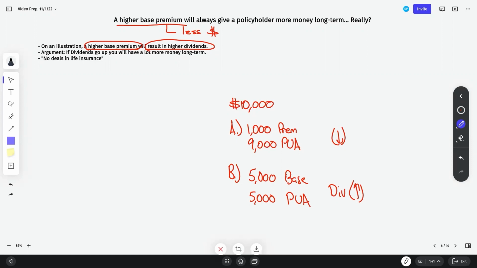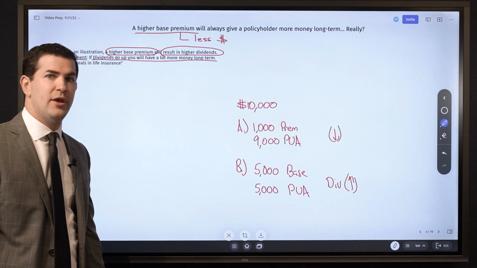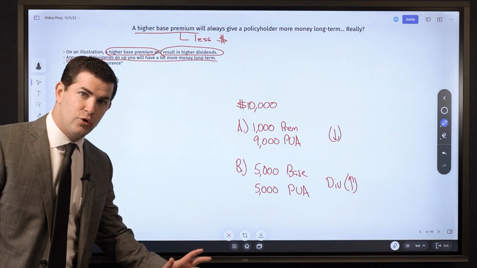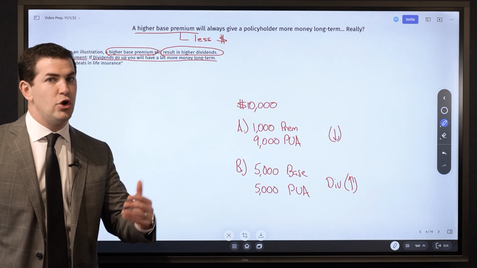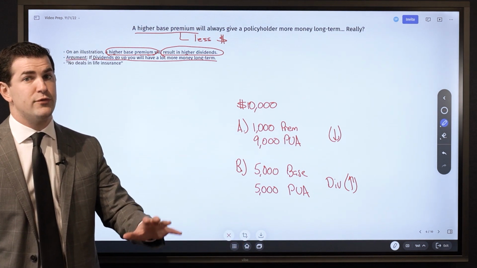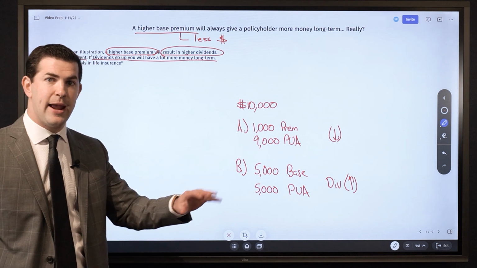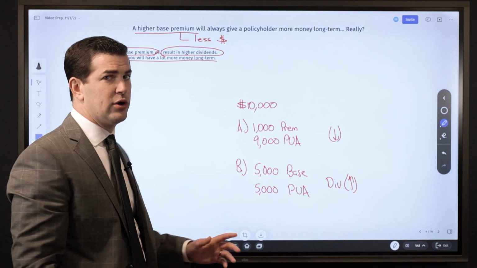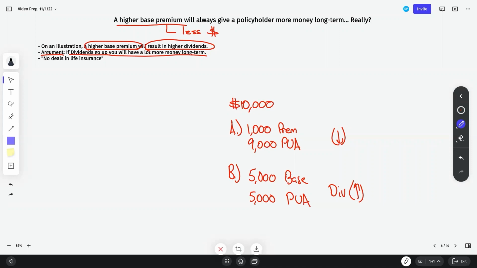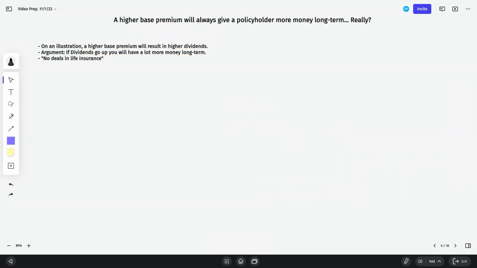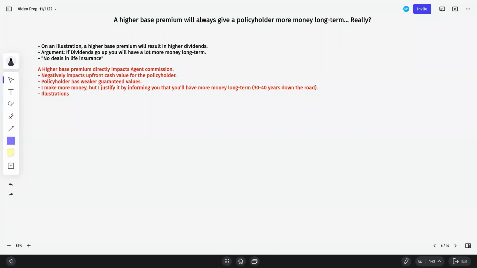So often we hear this argument that right now dividends are low, and if dividends go up, well, then you'll really have more money long term, because if you have a higher base premium in an increasing dividend interest rate environment, you should really see the results be fruitful to your policy, because the greater the dividend payout should result in more cash value long term. So it sounds great. And then we also hear this saying that there's no deals in life insurance, which I'm like, all right, there is in my opinion, which I'm going to get to. So let's continue on. Here's what I want to state about a high base premium.